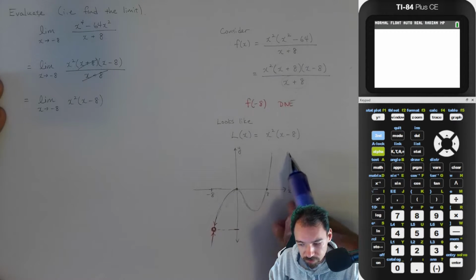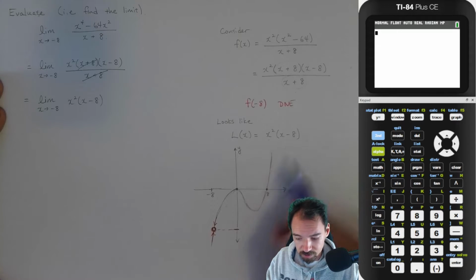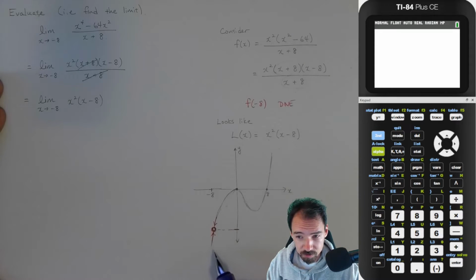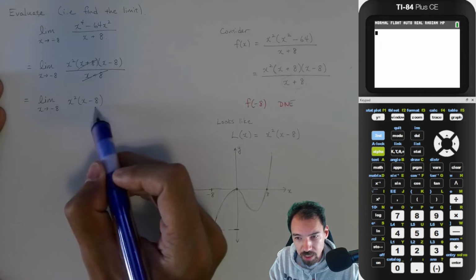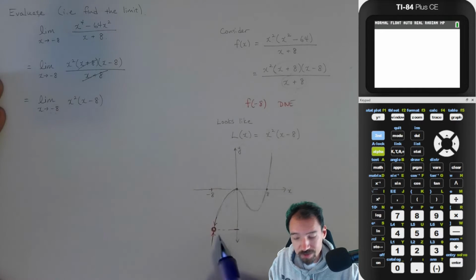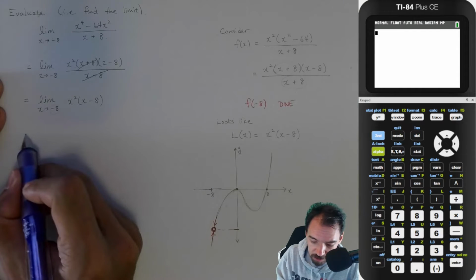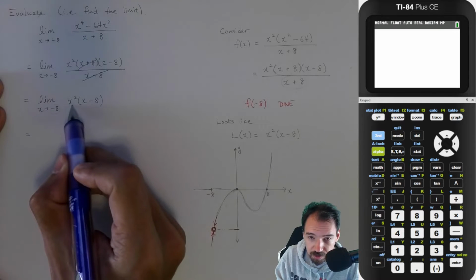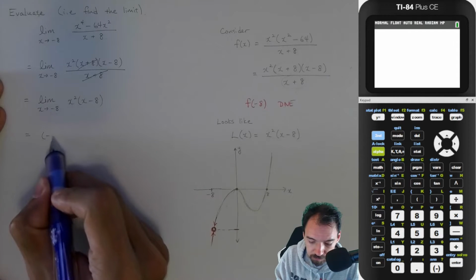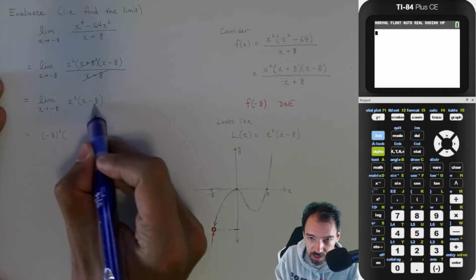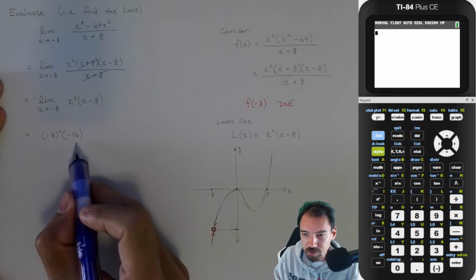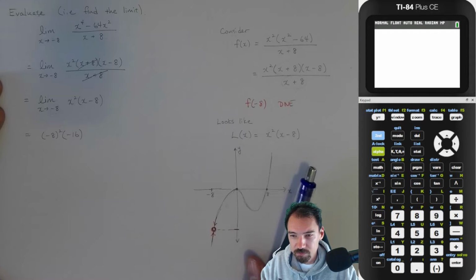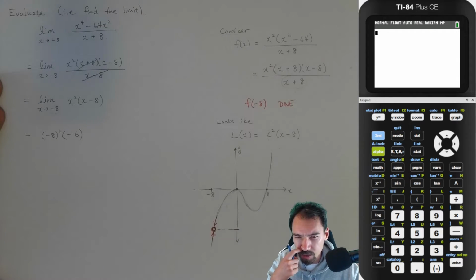The lookalike function doesn't have a hole. This is a continuous curve. So we're actually able to plug -8 directly into this lookalike function that's remaining and get a number that represents the location of this hole. So we can just do that. We can say, oh, this is -8 squared times -8 minus 8, which is -16. And quick maths, 64 times 16. Oh, that's 2 to the 10?